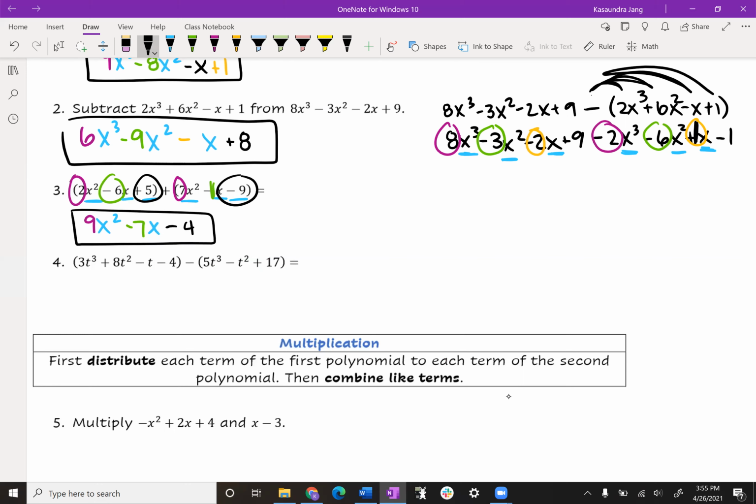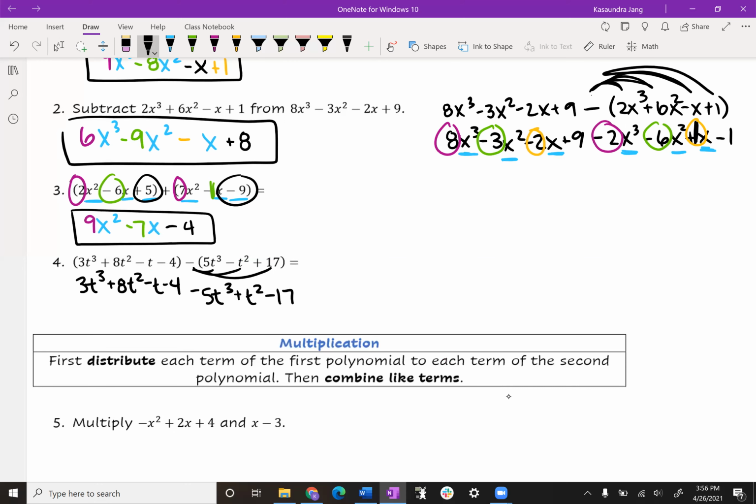All right, now the subtraction, same as I did before, I have to distribute that negative across the board of my second polynomial. So -5t cubed, I got a +t squared and a -17. So I pretty much changed the sign on all these. The first polynomial doesn't have a negative in front of it, so that will stay exactly the same. 3t cubed plus 8t squared minus t minus 4.